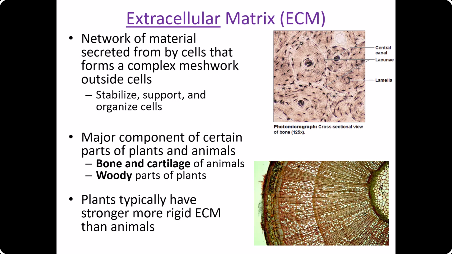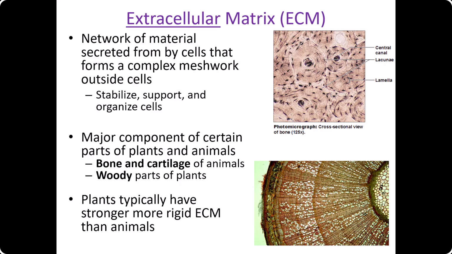Multicellular organisms are, again, made up of multiple cells, but those cells also secrete a substance called the extracellular matrix. Extra meaning outside of the cells, in this case. So this is a network of material that those cells produce, and it forms a complex meshwork. This meshwork is important to stabilize cells, support cells, and organize cells.